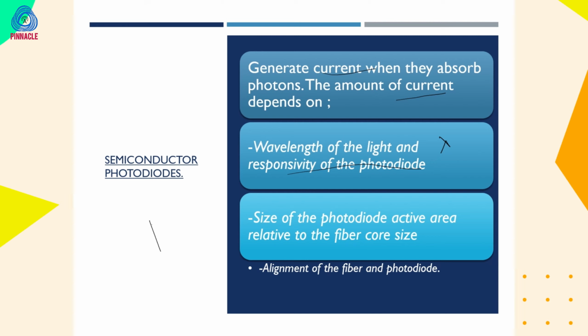That means if this is my fiber, then this receiving area should be broader for the photodetector. This is my photodetector, and this is the fiber. So this active area should be broader than the fiber core size. And very important is the alignment of the fiber and photodiode. The fiber should be properly aligned with the photodiode, and then only will the entire light be incident on my photodetector. Otherwise there is leakage, and this is nothing but a loss in my fiber optic communication system.